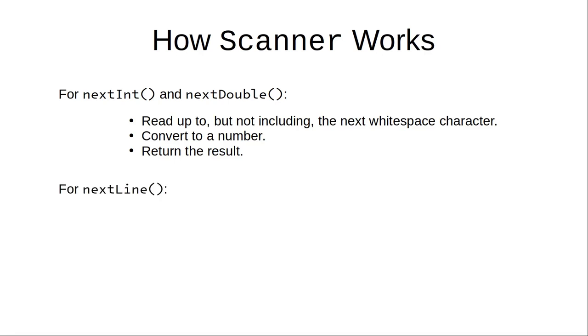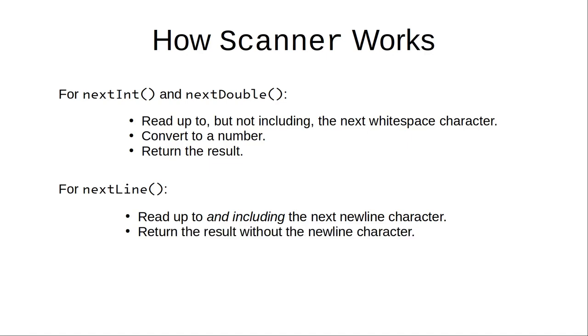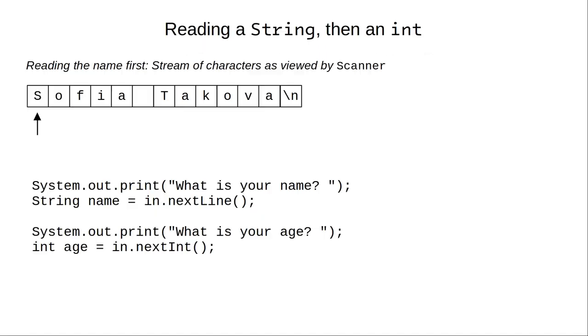NextLine, however, does something different. It reads up to and including the next new line, and returns whatever it read without the new line. Now that we have this information, let's see what happens when we read the name first.